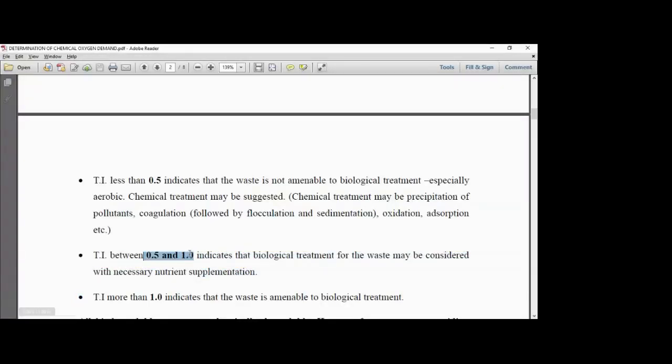Again, if it is 0.5 to 1, that means that here also the inorganic content is more. But now in this particular range, we can opt for biological treatment, right? And now with the necessary nutrient supplementation. So for microorganisms to grow, we'll have to add some supplements in the form of nutrients, and then only we can go with the biological treatment.